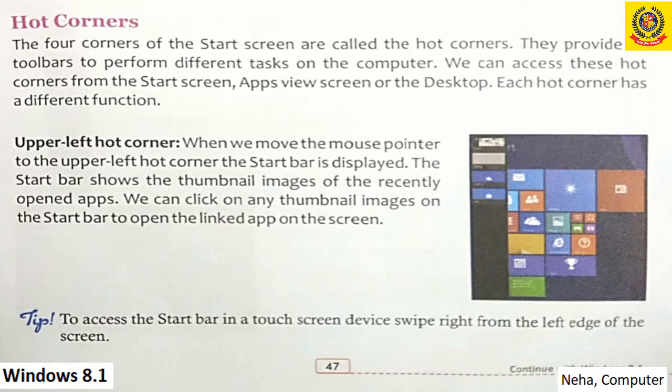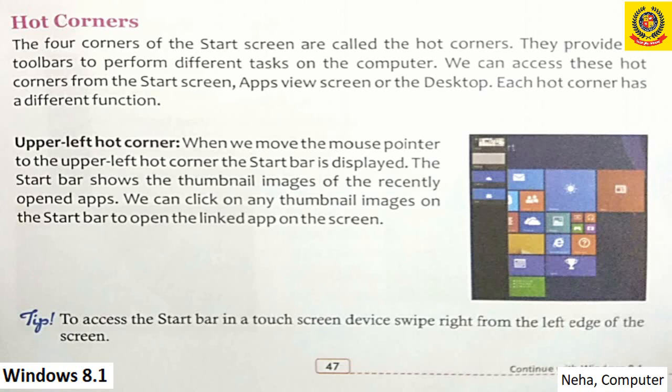Now, moving next to hot corners. The 4 corners of the start screen are called hot corners. They provide us toolbars to perform different tasks on the computer. We can access these hot corners from the start screen, apps view screen, or the desktop. Each hot corner has a different function.